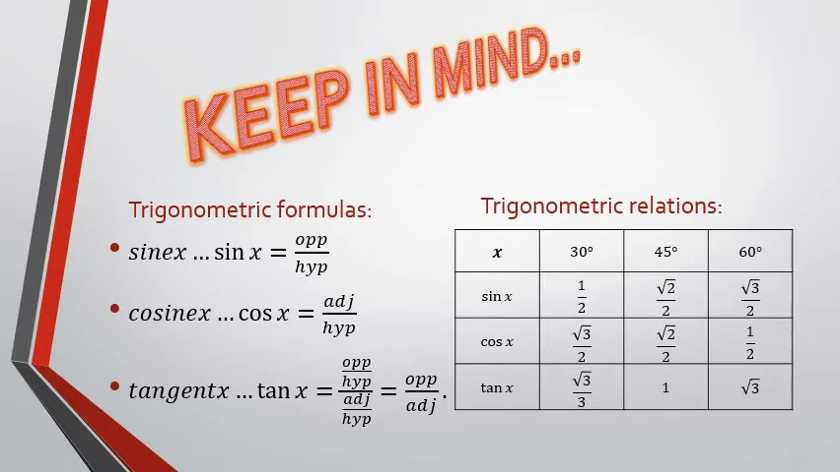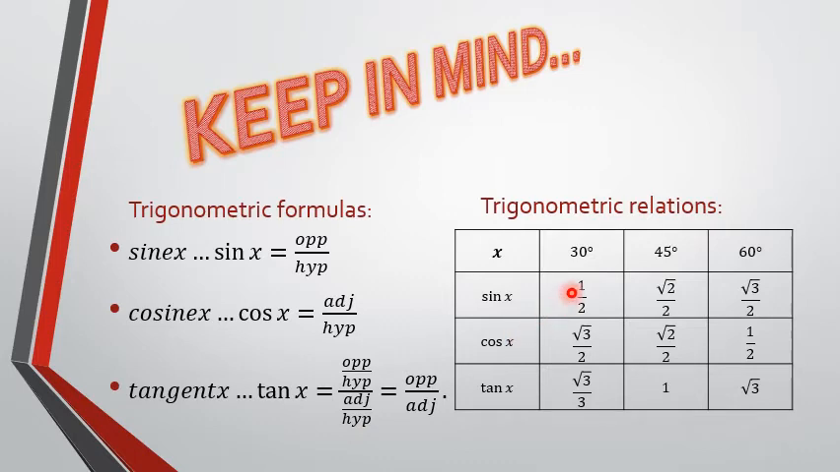Now I want you to keep in mind these trigonometric formulas. Sine x, represented by sin x, is equal to the opposite over hypotenuse. Cosine x, cos x, equals adjacent over hypotenuse. Tangent x is equal to the sine over cosine, which is opposite over hypotenuse over adjacent over hypotenuse. So the rule will be opposite over adjacent, after we simplify the hypotenuse from the numerator and the denominator.